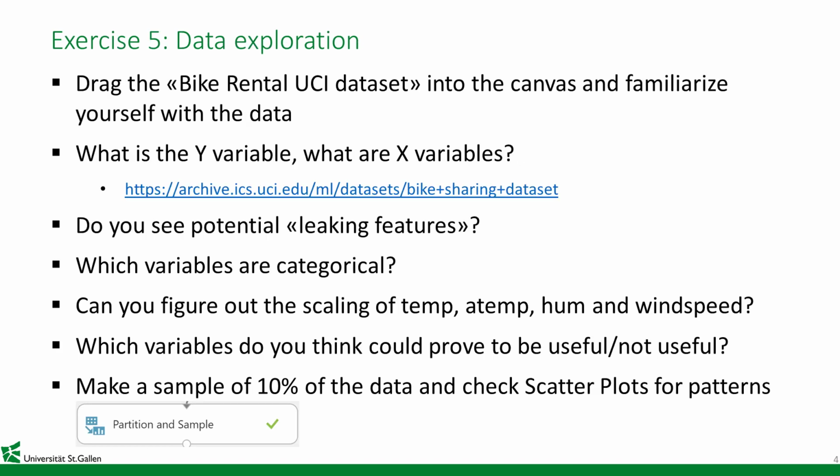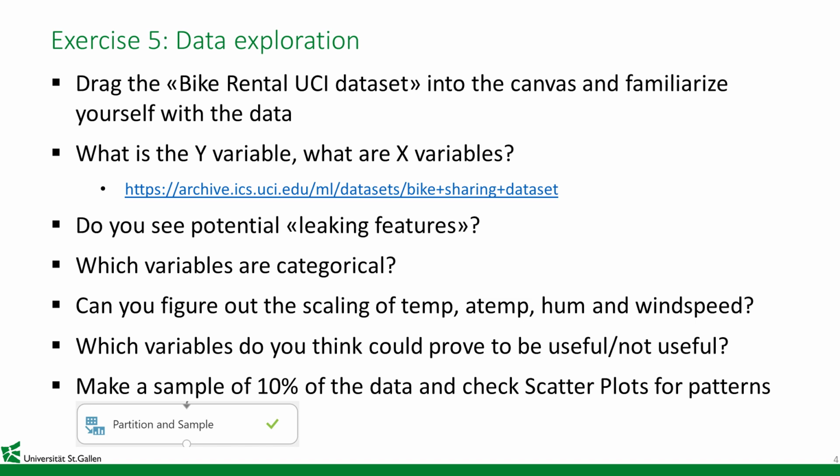Now let's get started with the first exercise. In this exercise, I will ask you to explore the data a bit on your own and try to find some first indicative patterns. First of all, I ask of you to log into Azure, to create a new experiment, and then to drag and drop the bike rental UCI dataset into the canvas and familiarize yourself with the data. In this case, we are again very fortunate since the bike rental UCI dataset is provided by Azure already on the platform. So we do not need to download any data.